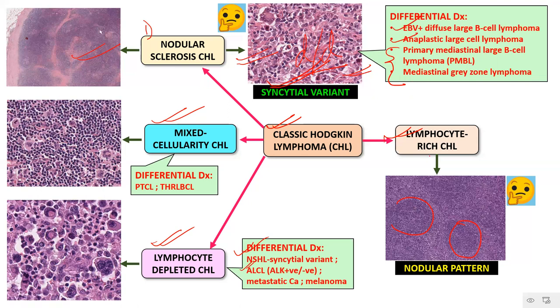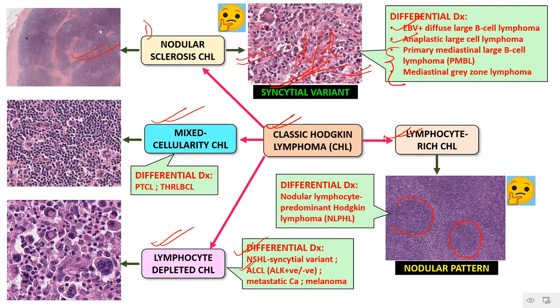Coming to the lymphocyte-rich classic Hodgkin lymphoma of a nodular pattern, we have already talked about the differential diagnosis of this particular entity in our prior discussion on nodular lymphocyte-predominant Hodgkin lymphoma. And yes, the most important differential for a lymphocyte-rich classic Hodgkin lymphoma of the nodular pattern is nodular lymphocyte-predominant Hodgkin lymphoma. We shall be seeing one or two cases of the same.